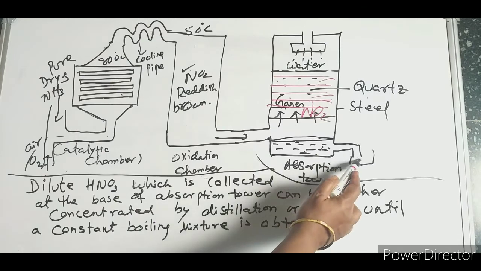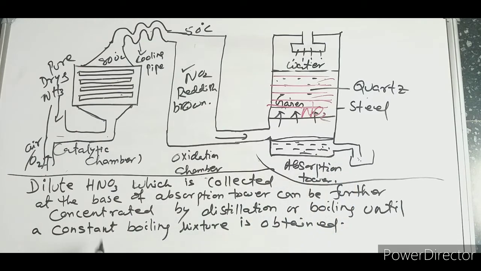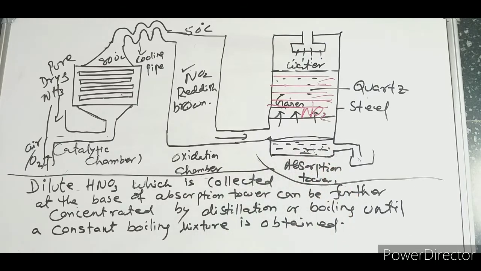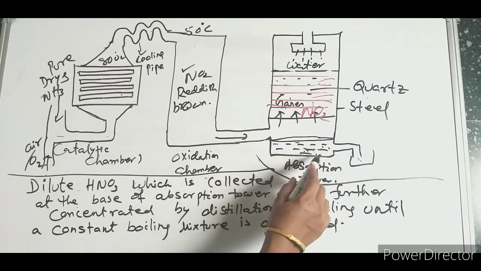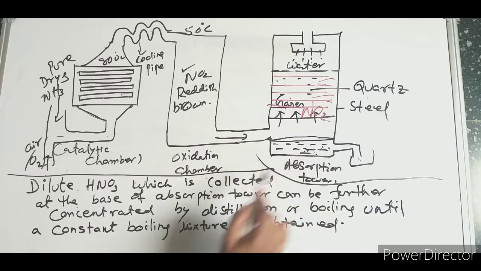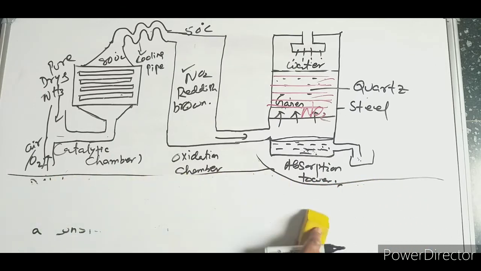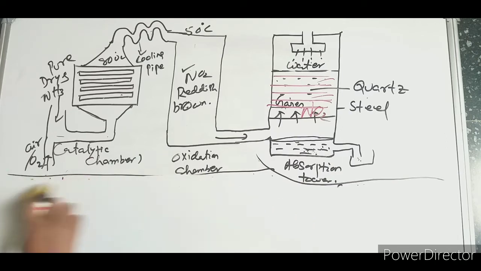So whatever dilute nitric acid we are getting is collected at the base of the absorption tower. It can be further concentrated, because it is in the dilute form. It can be concentrated by distillation or by boiling until a constant boiling mixture is obtained. We have discussed that one; it changes without change in its composition. That is the constant boiling mixture, or azeotrope.